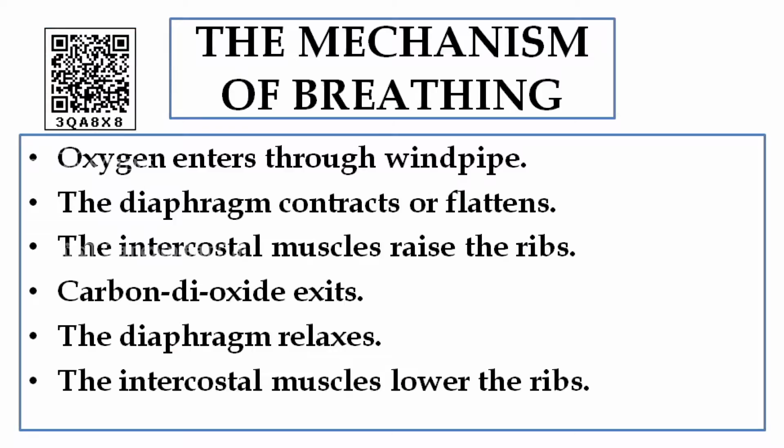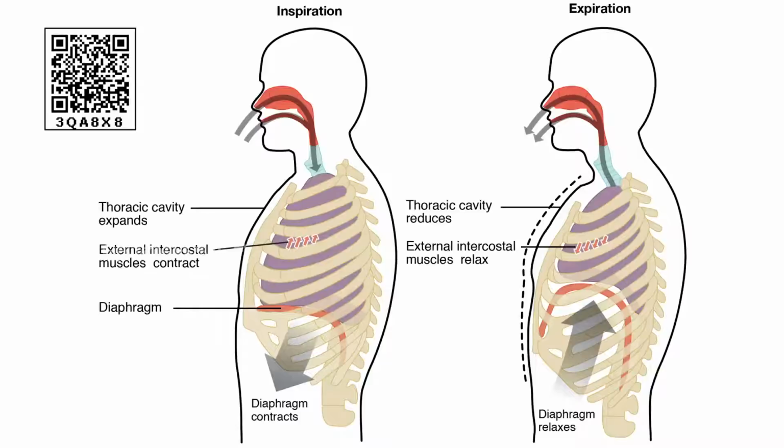Okay children, as we have seen the process of breathing, now what is the mechanism of breathing behind it? When oxygen enters through the windpipe, the diaphragm contracts or flattens. The intercostal muscles raise the ribs, and carbon dioxide exhales. The diaphragm relaxes, and the intercostal muscles lower the ribs. Shall we see this briefly? What is the mechanism behind breathing in inspiration?